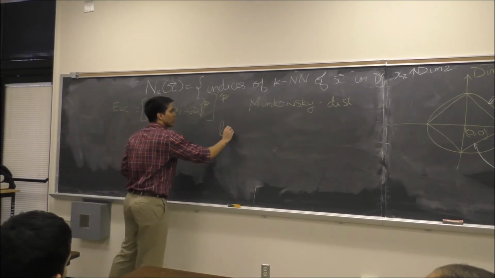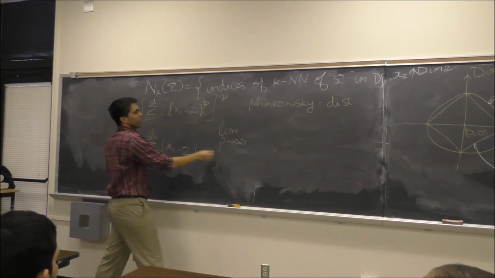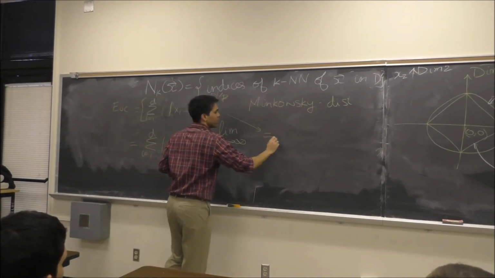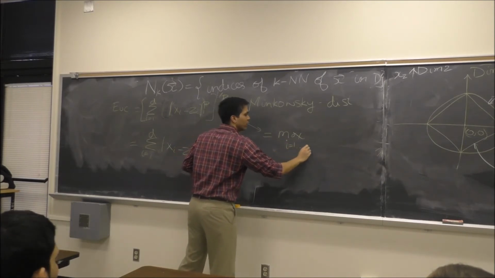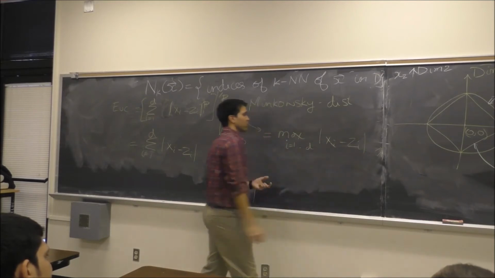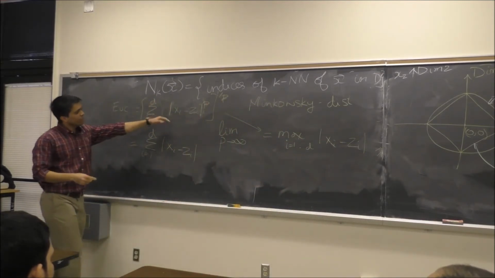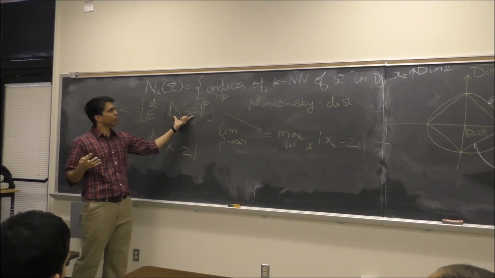So basically what we're saying is, as p tends to infinity, this thing becomes equal to the max over i equals 1 through d of the absolute value of xi minus zi. I'll walk you through the proof. It's in the notes.